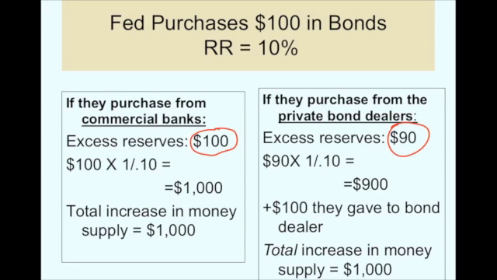However, the total increase in the money supply is going to be the same. In both of them, it's going to be $1,000. Notice that if you take the $100 value of bonds purchased times the deposit expansion multiplier, it will give you the total increase in the money supply in both cases.